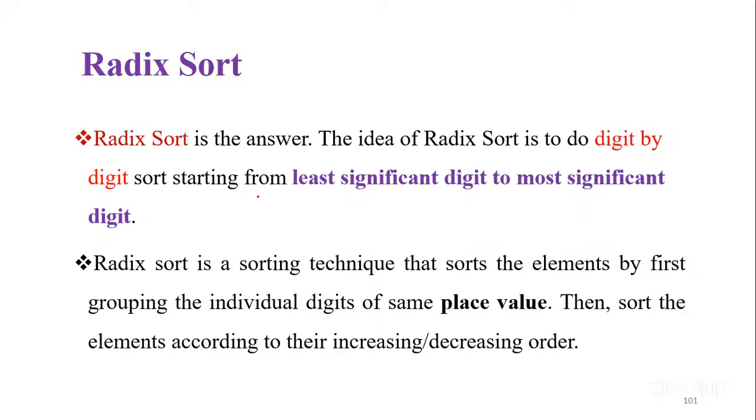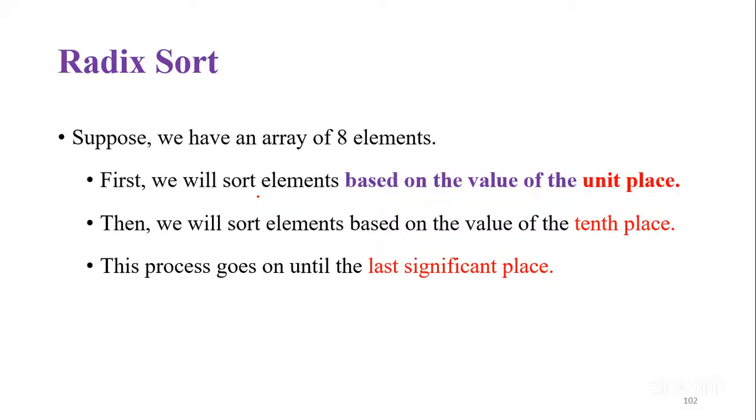Radix sort is a sorting technique that sorts the elements by first grouping the individual digits of the same place value, then sorting the elements according to their increasing or decreasing order depending on the place value. Suppose we have an array of 8 elements. First, we will sort the elements based on the value of the unit place. Unit place digits will be sorted first. Then, we will sort the elements based on the values of the 10th place. Second step, 10th place. And this process goes on until the most significant place. This is the algorithm we follow in radix sort.